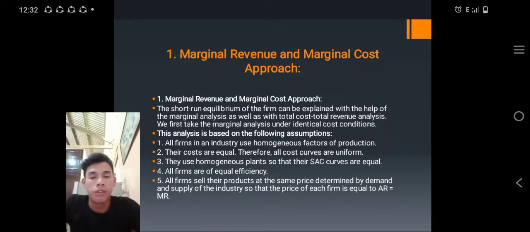The short-run equilibrium of the firm can be explained with the help of marginal analysis, as well as with total cost, total revenue analysis. We first take the marginal analysis under identical cost conditions. This analysis is based on the following assumptions. First, all firms in the industry use homogeneous factors of production, therefore their costs are equal and all cost curves are uniform. Then they use homogeneous plants so that their SAC curves are equal. Fourth, all firms are of equal efficiency. And then all firms sell their products at the same price determined by demand and supply in the industry, so that the price of each firm is equal to AR equals MR.